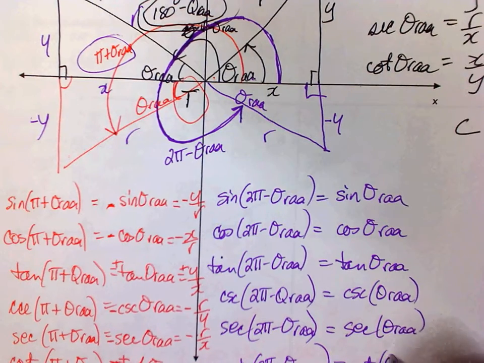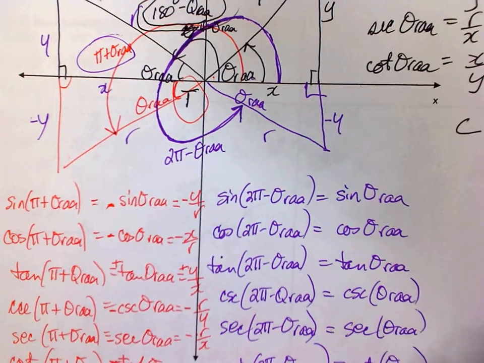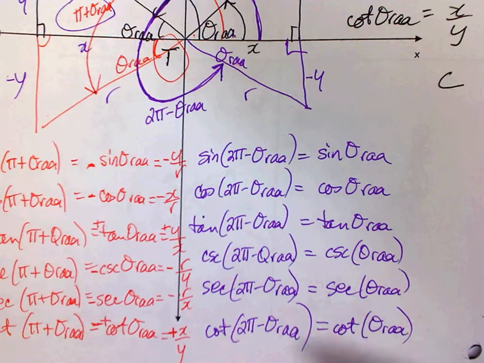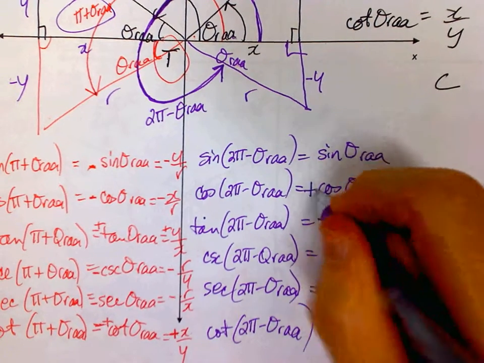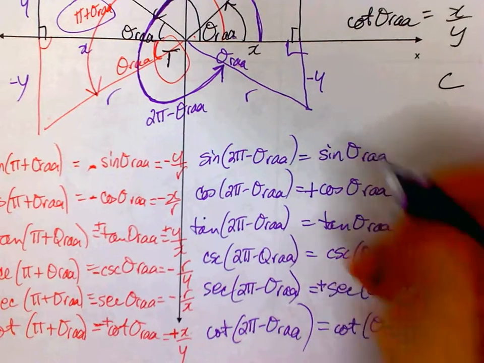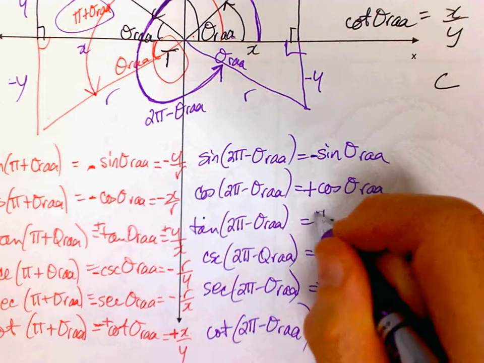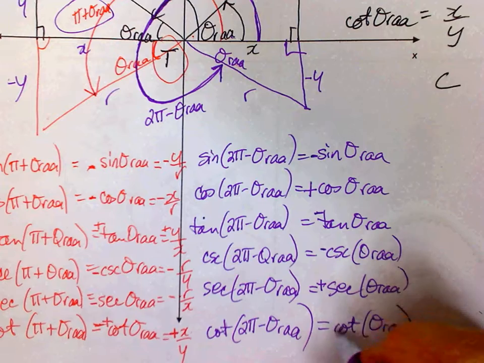Okay, which one is positive in this one? And its reciprocal secant, so these are negative. And we just get the same values.